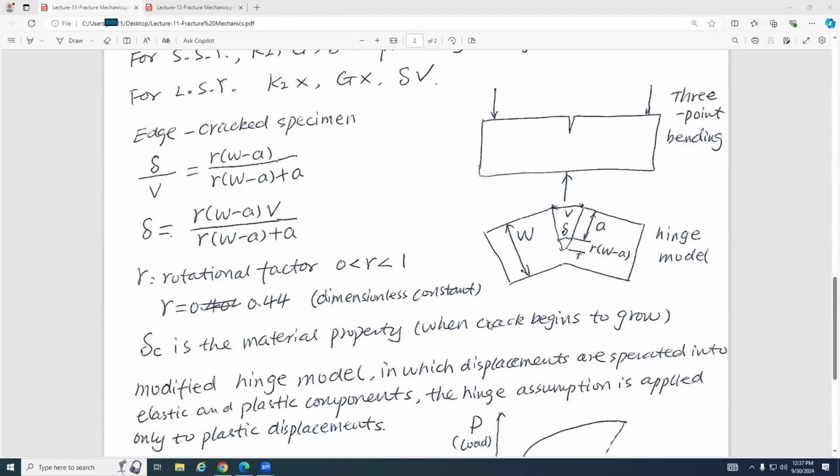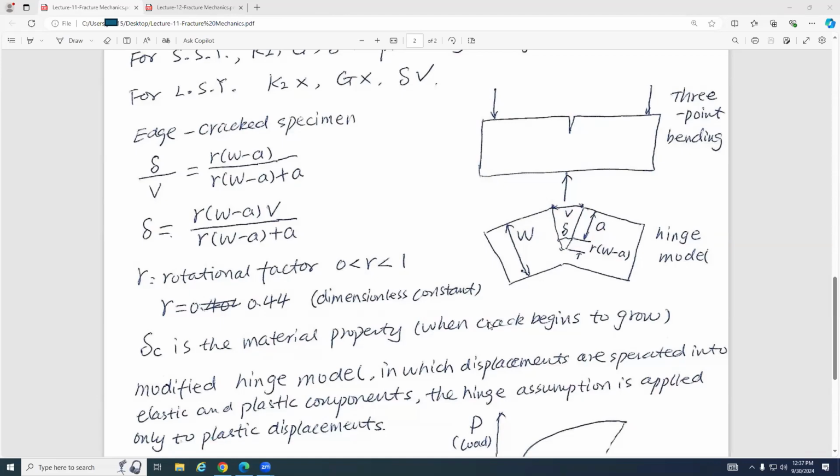However, the whole thing from here to here equals R W minus A plus this A. Do you guys agree? So then I just write here R W minus A plus A. So how can I get this equation?